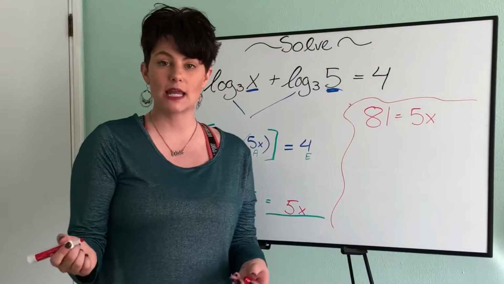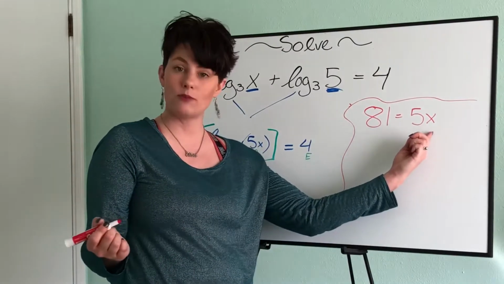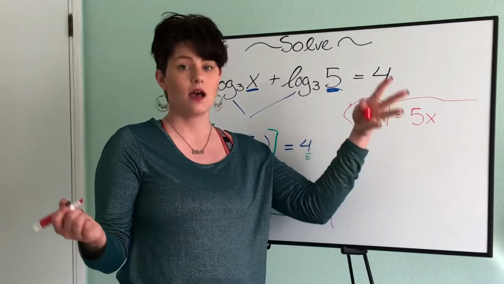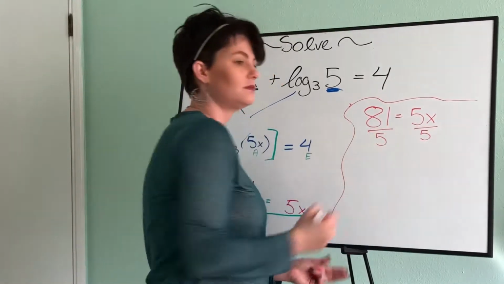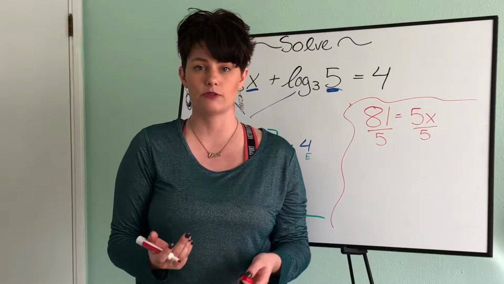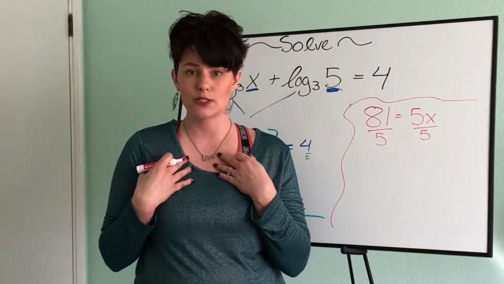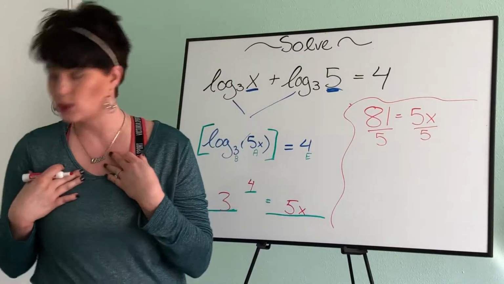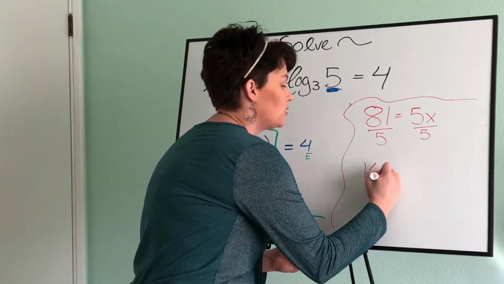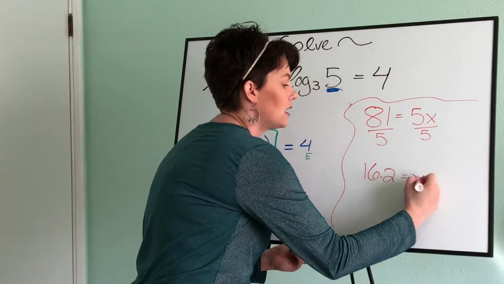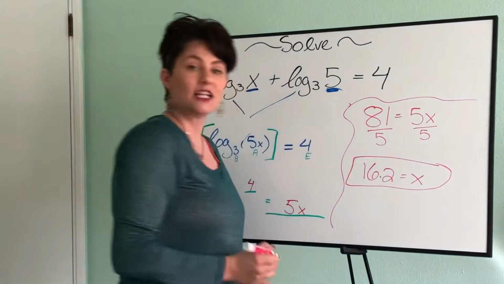And now we just finished getting x by itself. We need to get the 5 away from the x. That says 5 times x. Undo it with division. You could leave it as 81 over 5 if you felt like it. I don't personally love fractions, so I turned it into a decimal. 81 divided by 5 is 16.2. So 16.2 equals x. How can you go back and check that?